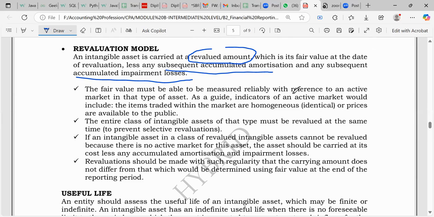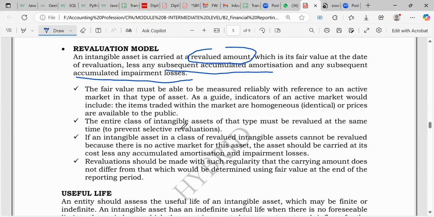And usually we get the fair value from the market. But for intangible assets, it's not easy to get the fair values right, just like for tangible assets. For the fair value, you should have a market that is active and a lot of things are being traded, right? So it will really depend.